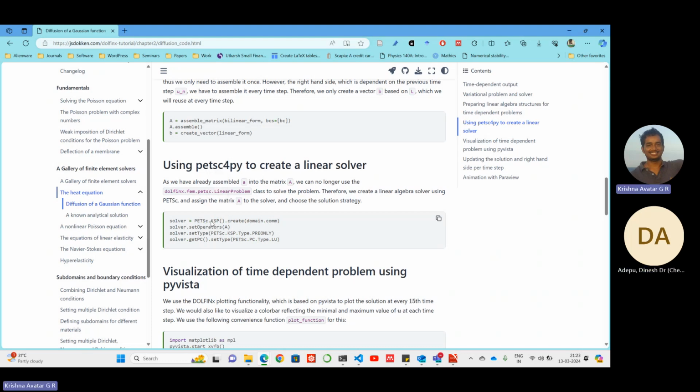This is like some Krylov subspace approach, I believe. Dot create, using the domain communicator, we are able to create the solver. Then solver.set of... Actually, the thing is, Dinesh, we also need to review the PETSc library. We should. I am very much interested in that.